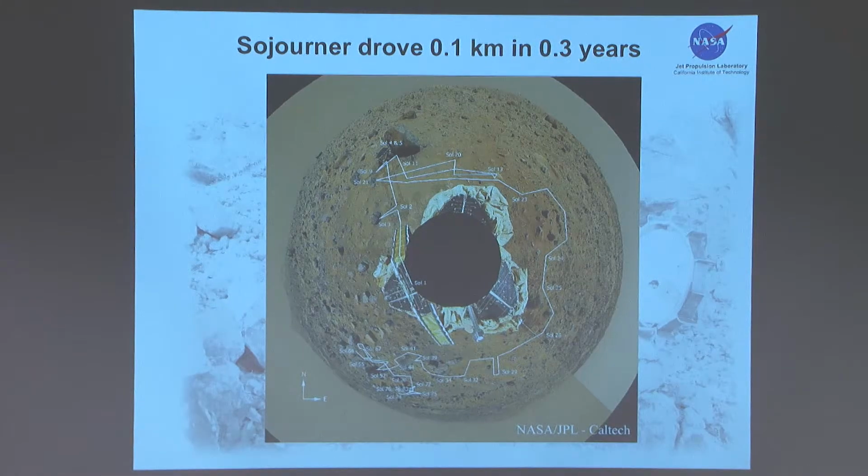And don't think these rovers drive very, very far distances. These are memory and computation-wise limited platforms, and usually you drive very short distances. For example, this is the path of Sojourner. It just drove about 100 meters in 3-4 months.